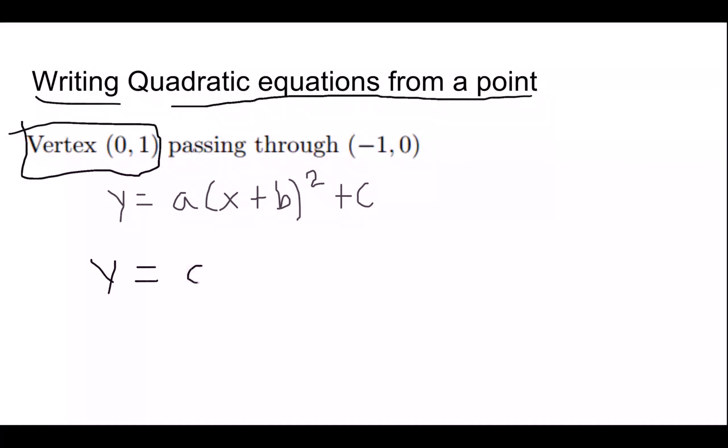So in this case, I'm going to get y = a(x - 0), because it's going to be the opposite of 0, and then plus 1, because again, that second point is always our c value. So I took the opposite of the first point to get the inside, and then that c value will also be the second thing of the vertex.